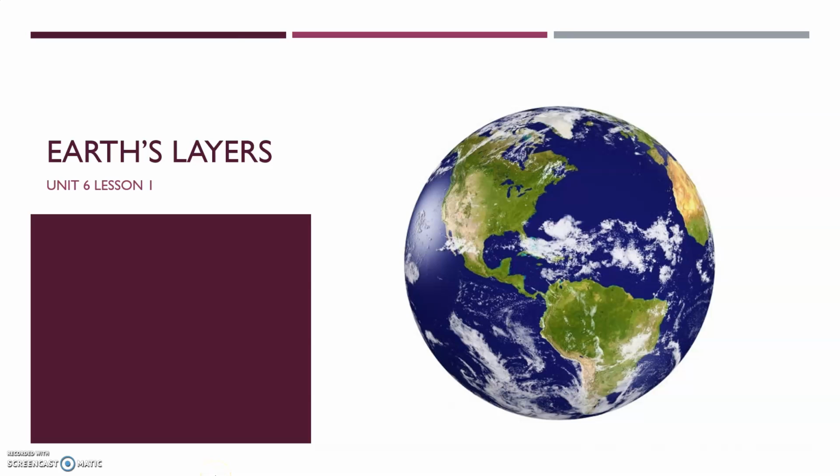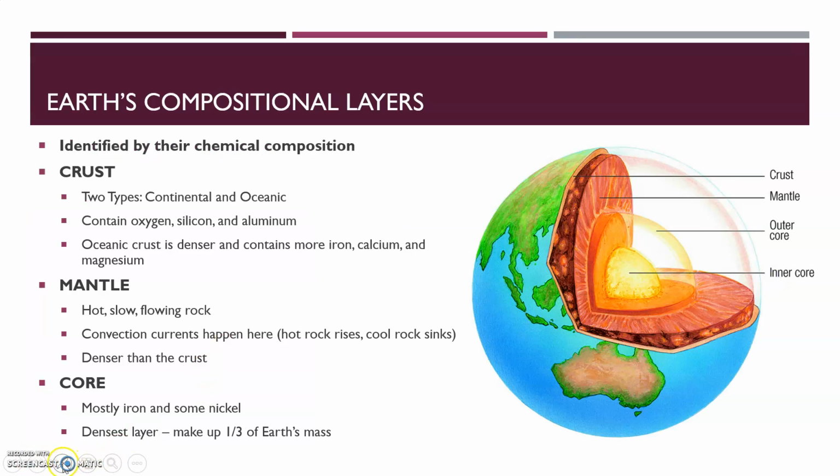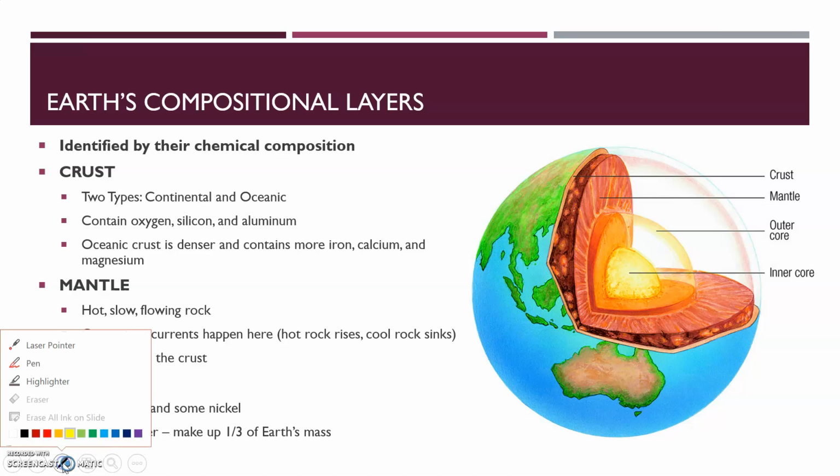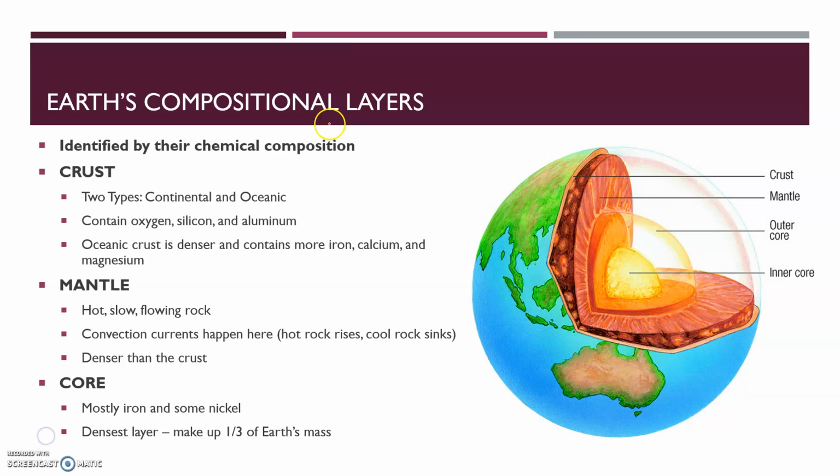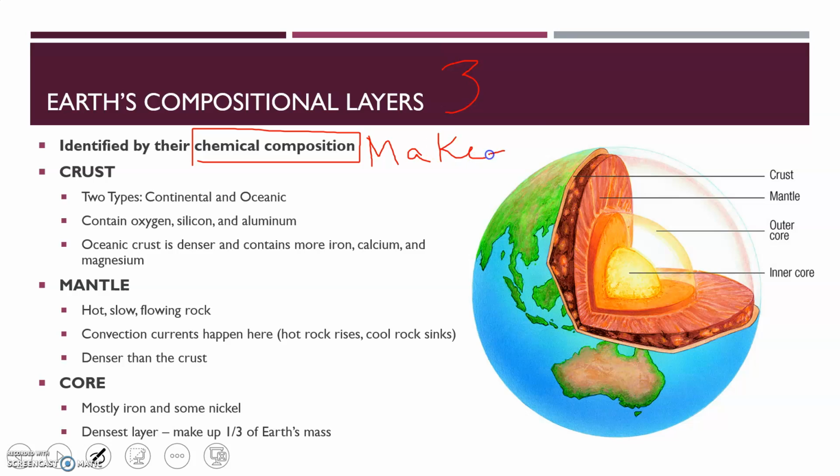Today we're going to talk about Earth's layers, and then after that we'll go into relative dating. Alright, so there are three compositional layers when we're talking about layers of the Earth. Composition layers are identified by chemical composition. That's the makeup of these layers, like what makes them up, what items. There are three: 1, 2, and 3.